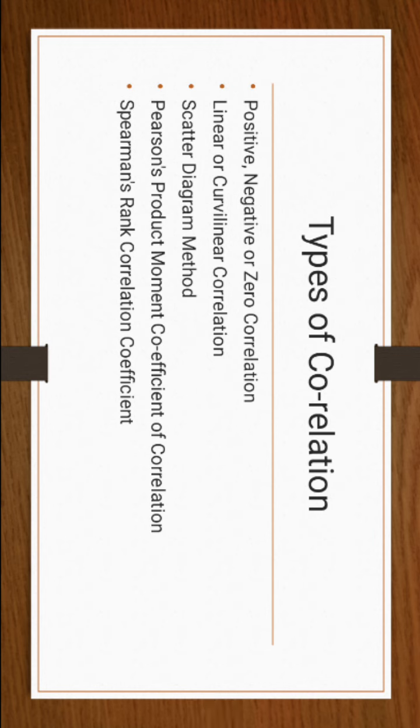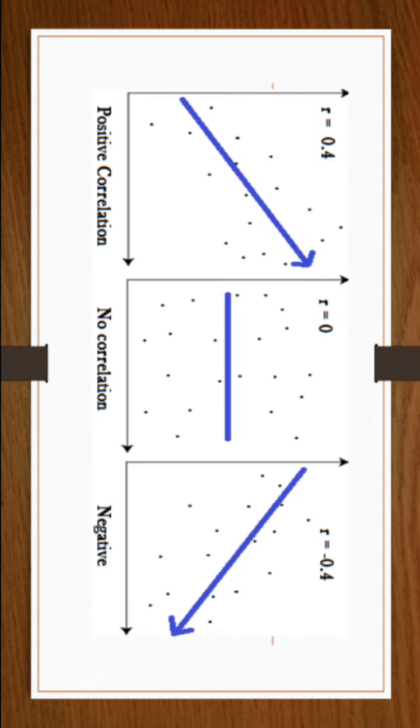Types of correlation: positive, negative, zero correlation, linear or nonlinear correlation, scatter diagram, which, as we said, is a graphical representation, Pearson product moment coefficient of correlation, and Spearman rank correlation coefficient. As the names differ, the types and the utility also differ. It depends upon the situation, when it is carried forward, or what kind of outcome is required. It depends upon the utility factor.